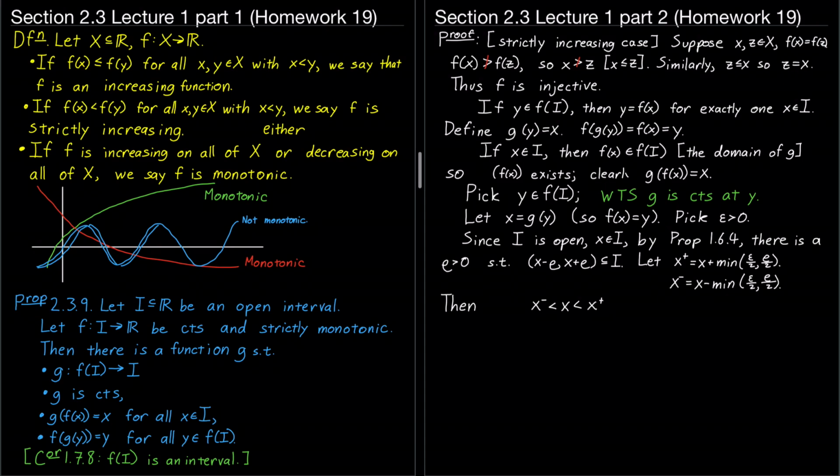So x minus is strictly less than x, which is strictly less than x plus. And x plus is also strictly less than x plus epsilon. X minus is strictly greater than x minus epsilon. And also, x plus is less than x plus rho. They're between x minus rho and x plus rho. So we have that x minus and x plus are both in x minus rho, x plus rho, which is contained in our interval I.